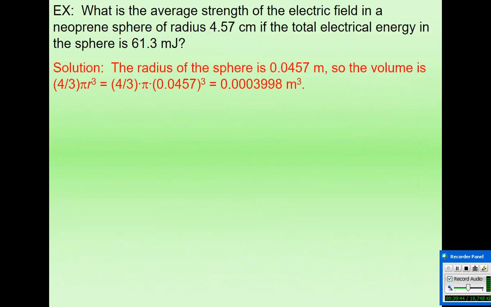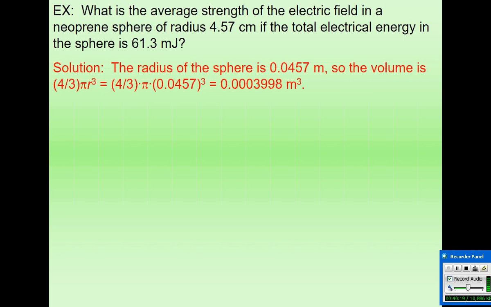We can ask the question, what is the average electric field strength if we have a sphere made of neoprene and the radius of the sphere is 4.57 centimeters, and we're told that the total electrical energy in the sphere is 61.3 millijoules. Well, we have this relationship between electric field strength and electrical energy, and our intermediate value is energy density.